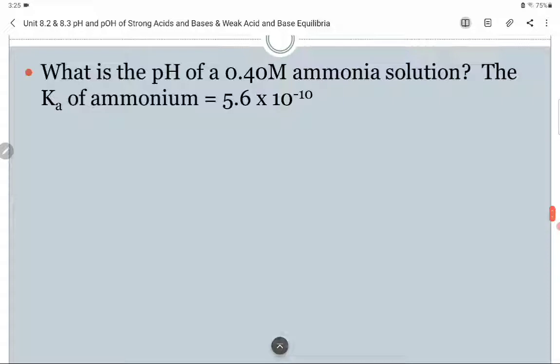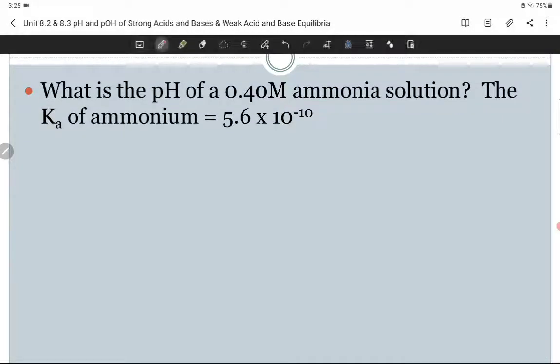What's the pH of a 0.4 molar ammonium solution? And we have a Ka given. So Ka is going to equal X squared up top and 0.4 on the bottom. Wait a minute.